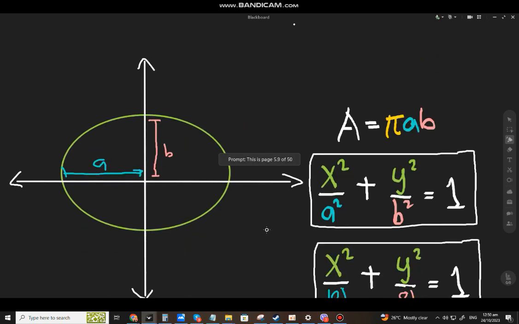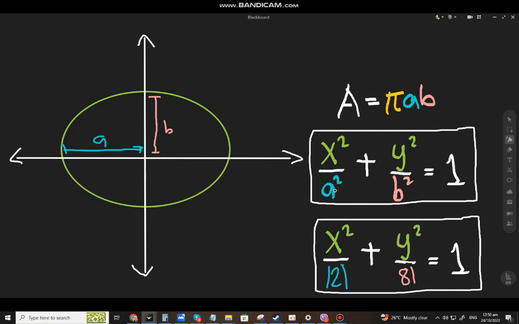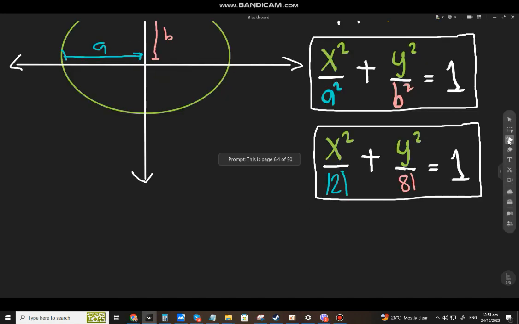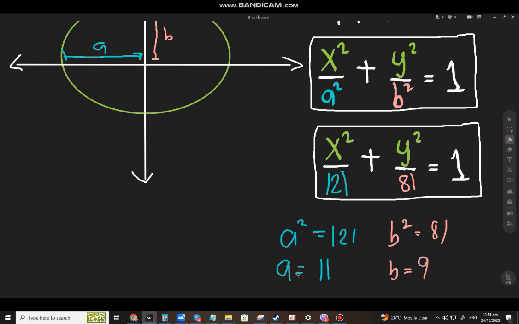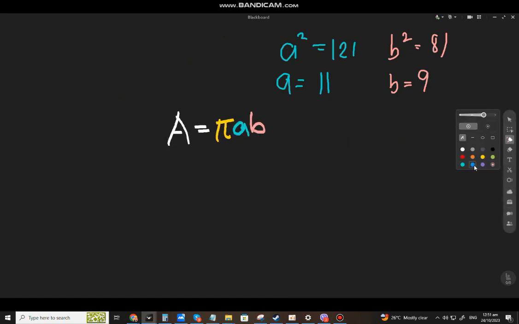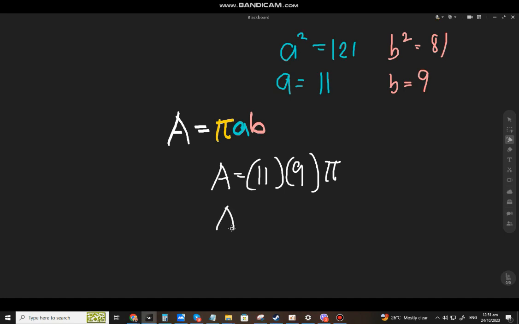Okay. Let's have the next one. A is longer on the x-axis, so it will be like this. We have the given 121 and 81 here. Let's use algebra. A squared is equal to 121, so A, the square root of 121, is 11. And for B squared, it is 81, so B will be 9. Since we already have the values of A and B, you can now check it. Area is equal to 11 times 9 times pi. This is 99 pi.